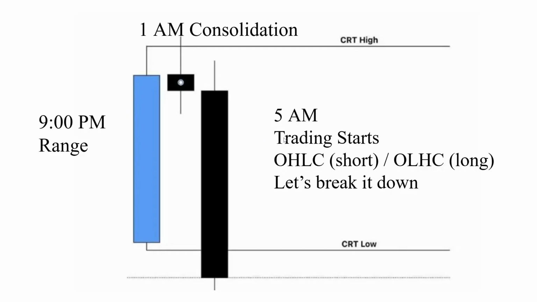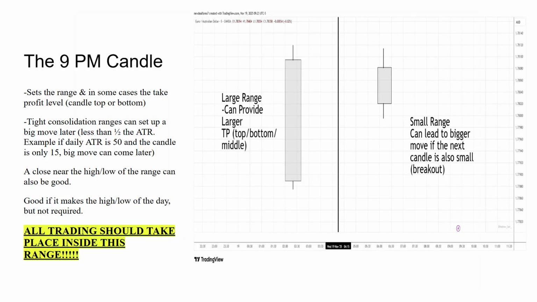And then our trading window of 5 a.m. is where trading starts. If you're going short, you're looking for the open, high, low, close model on the 4-hour candle. If you're going long, you're looking for the open, low, high, close. So we're going to break that down now. We're going to break this down candle by candle so you know what to expect at each time of the day.